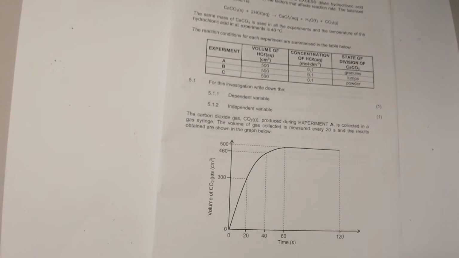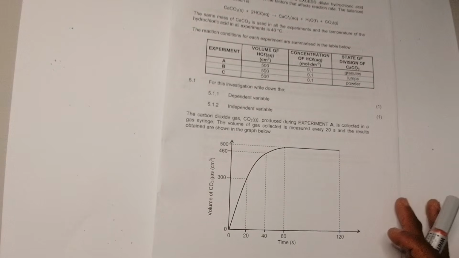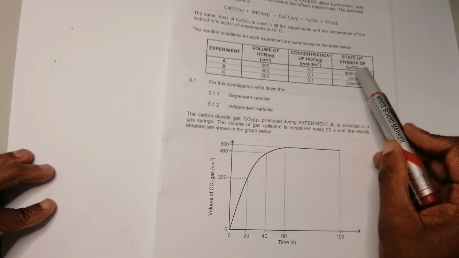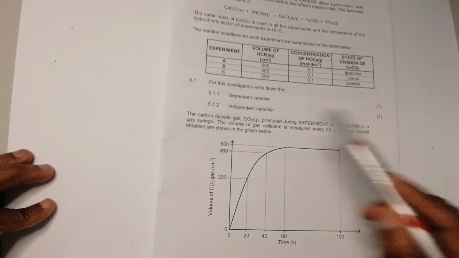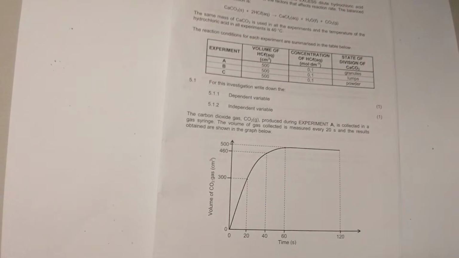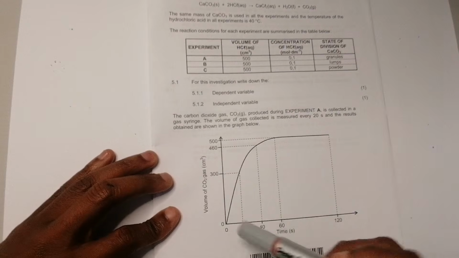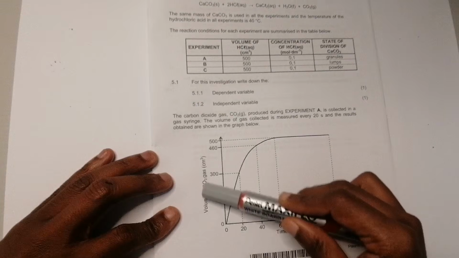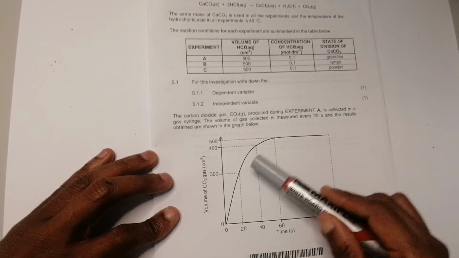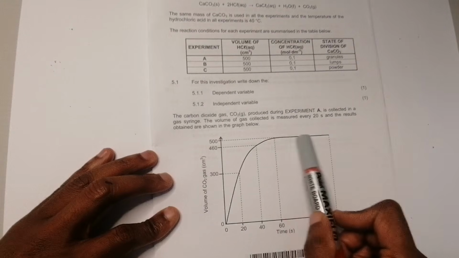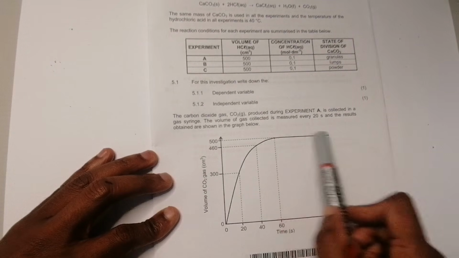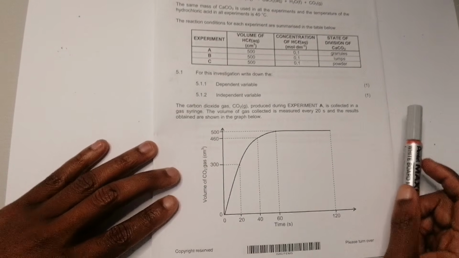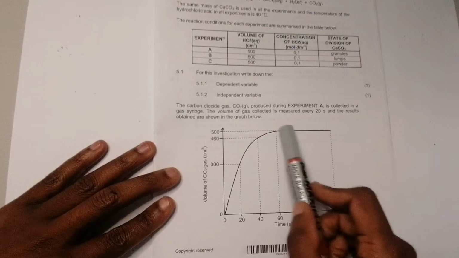Now, they give us a graph. They give us a graph of carbon dioxide that is produced during experiment A. So it's this one here. They say it's collected in a gas syringe. So you can see we keep collecting a gas, and as time progresses, the volume of that carbon dioxide keeps increasing. But then you get to a point where the graph or the curve flattens. Isn't it amazing talking about that during this time, hey? So it flattens there.